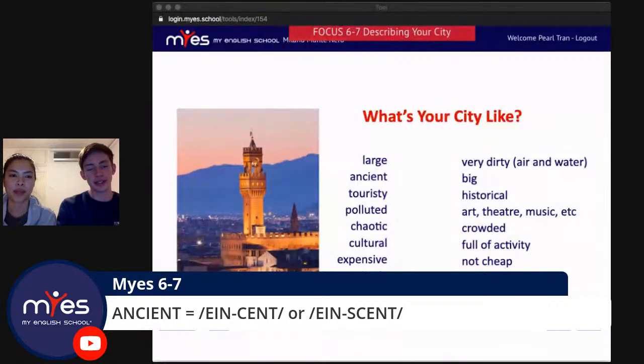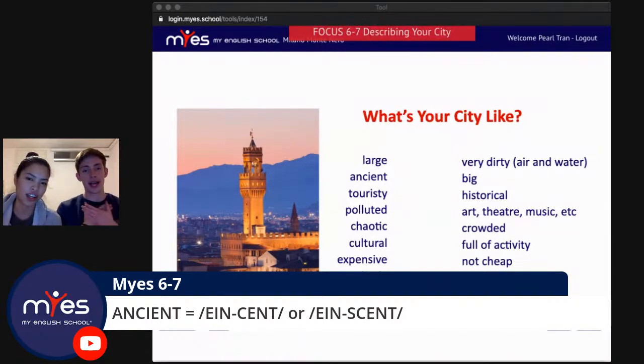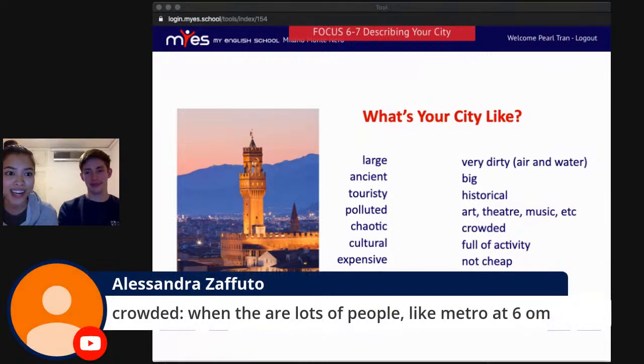Cool. So here, the pronunciation of this word, if you're American, ancient. Or if you're British, ancient. So as you prefer. For those of you asking what the definition is, we're going to match the words to their synonym. So yes, Alessandra, crowded is when there are lots of people, like the metro at 6 p.m. or at rush hour. Perfect. That's crowded, with more people and more people.